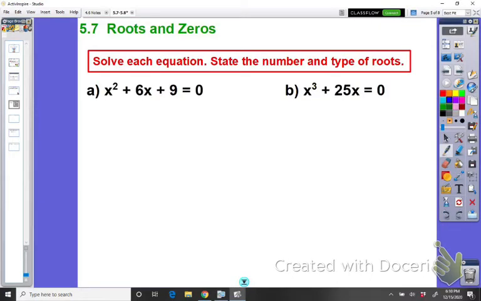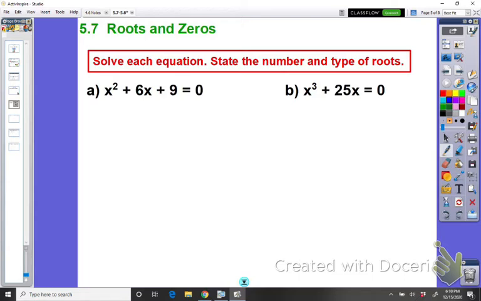This is lesson 5.7 on roots and zeros, and also 5.8 on the rational zero theorem. So I'm going to go through 4 examples of solving each equation, stating the number and the type of roots, and then we'll talk about the last section in the chapter, which is the rational zero theorem, to finding all the zeros. So we need to factor letter A first.